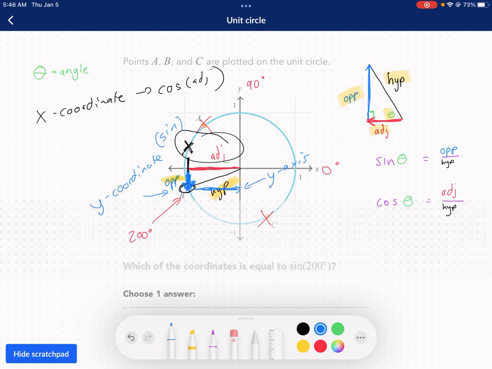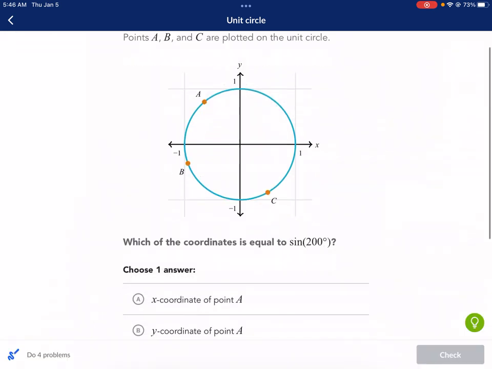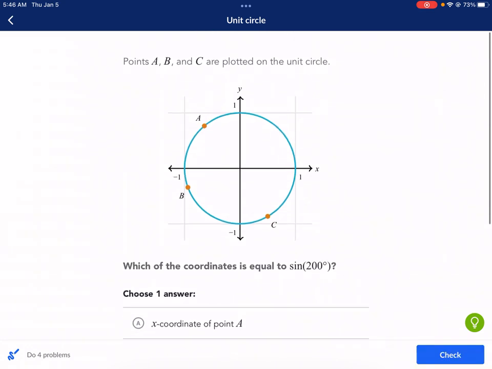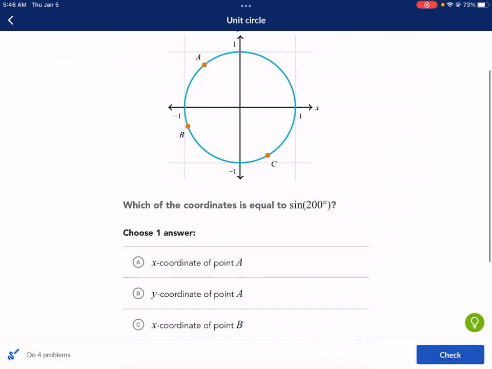I meant to put this, which is the opposite side. Okay, a little sloppy. Sorry about that. Had a lot to write. So we're looking at the y-coordinate of point B is controlled by sine, and that should be good.